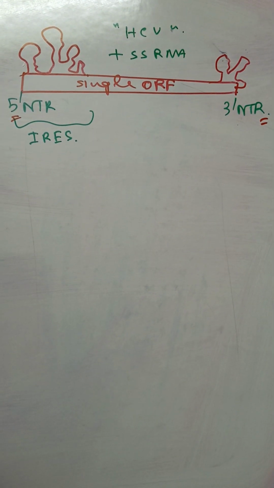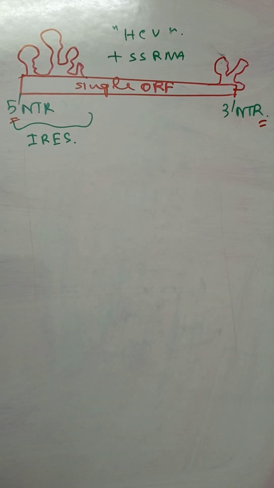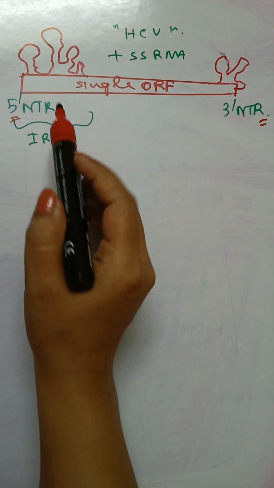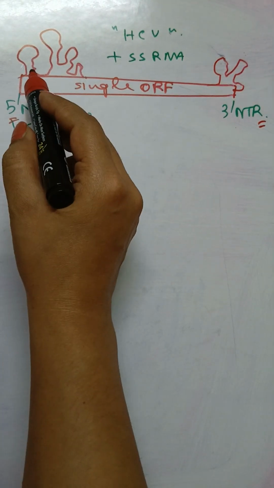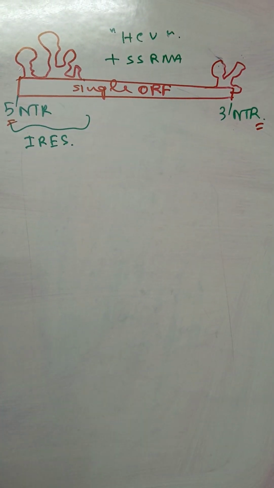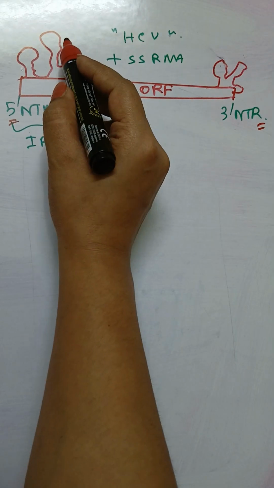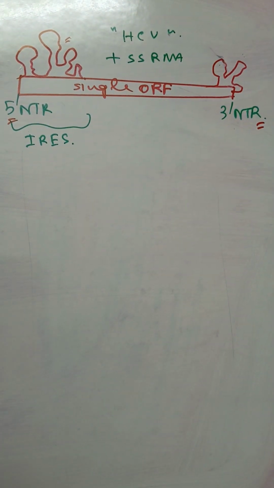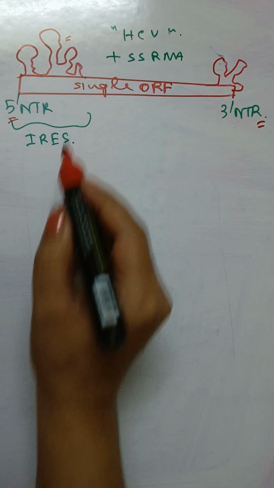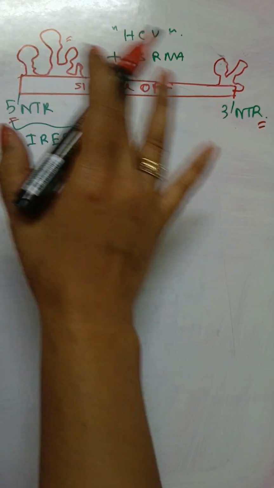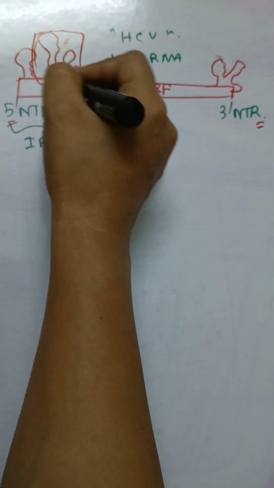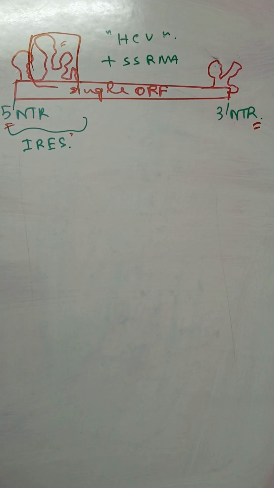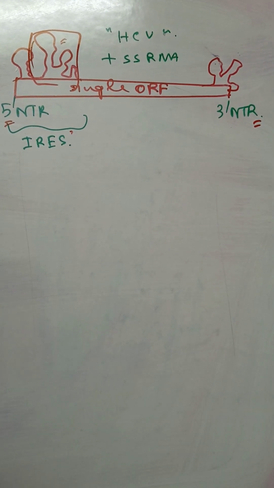Now NTR stands for non-translational regions. Apart from the 5' NTR, in close proximity of the 5' NTR, there is another stem loop structure. Sorry to say, but I'm a very bad painter. Please don't mind. So this stem loop structure is basically the IRES, meaning internal ribosomal entry site.